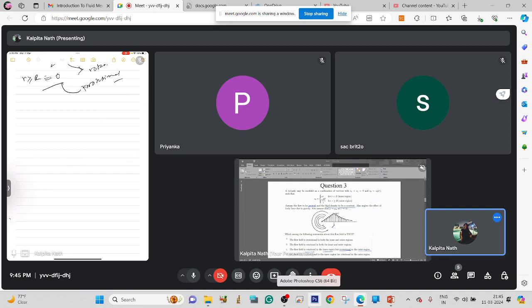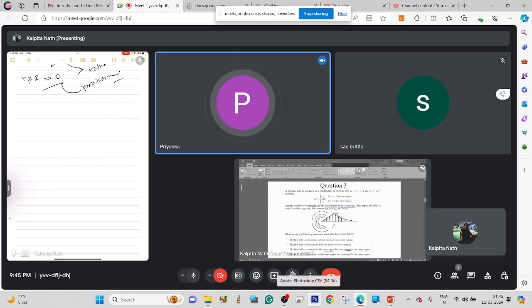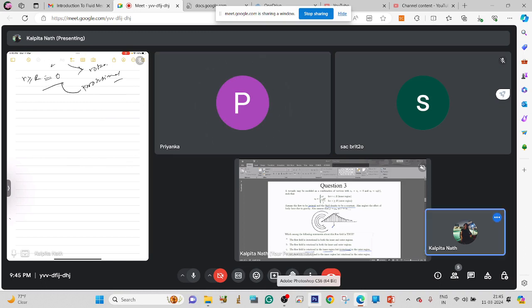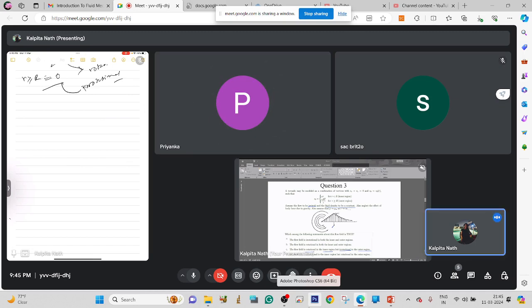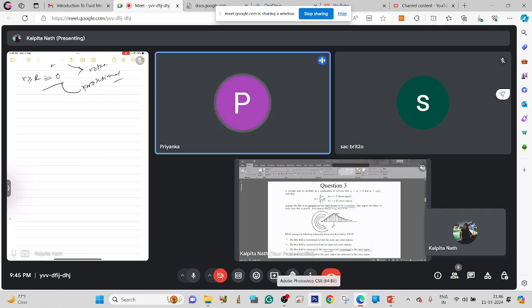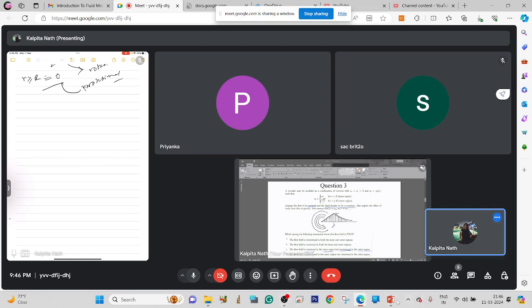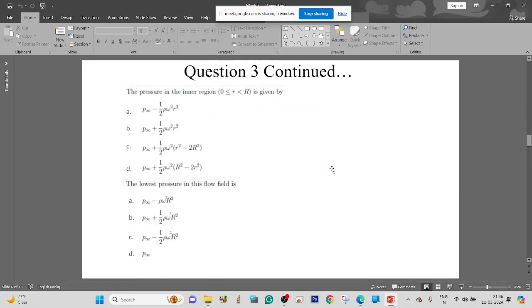So have we solved it? Pressure is not asked, ma'am. Only to find rotational and irrotational. Pressure is also there, no? In the question it only asks which of the following statements is true. Okay, I don't know, maybe in the next question then. Yeah, the pressure in the inner region. Oh, okay. Okay, I'm here only, you solve this.